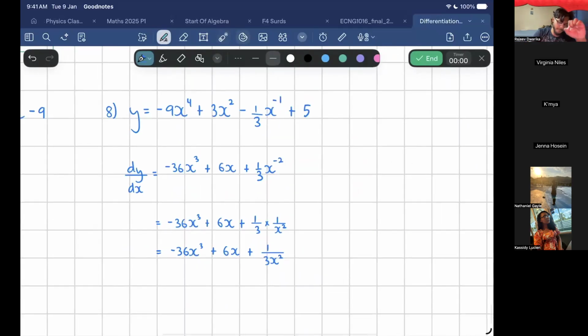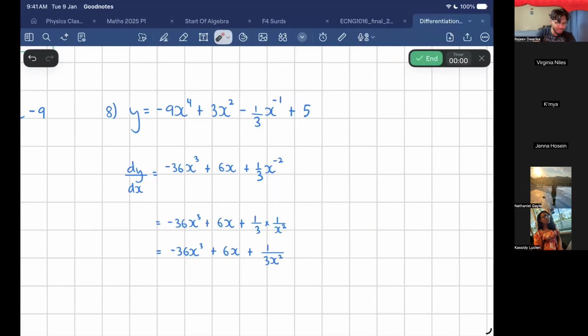So, Jenna, you understand? I feel like you were overthinking it a little bit. You're just taking away 1 from the power. Whatever the power is, you're taking away 1 from it.